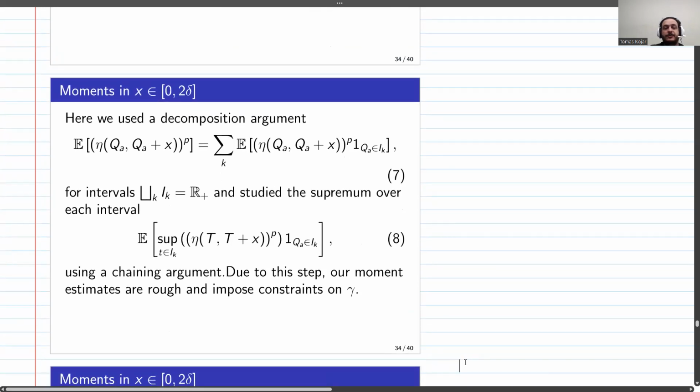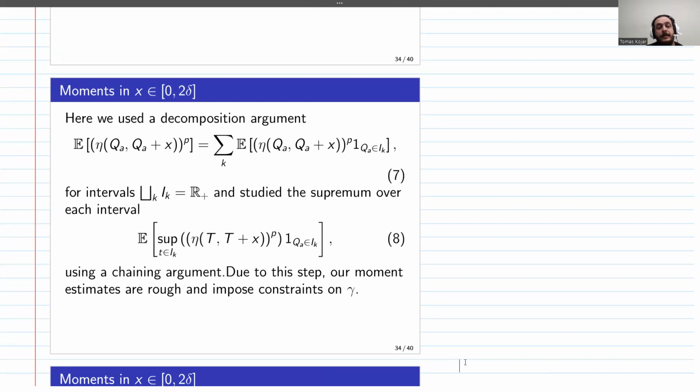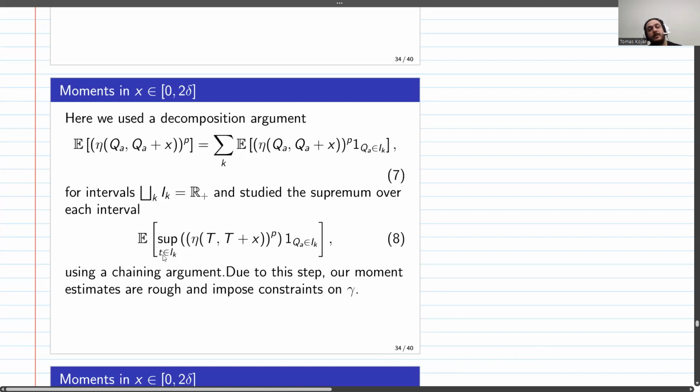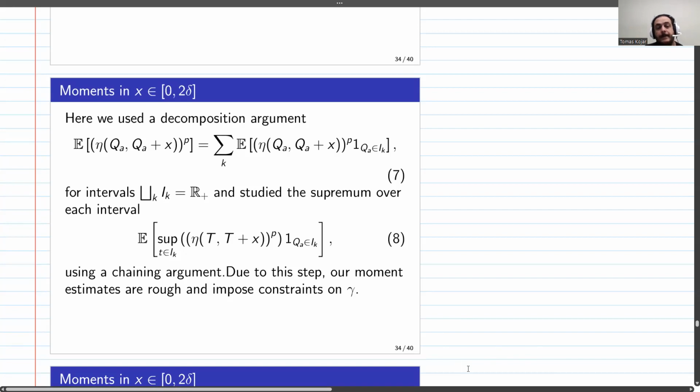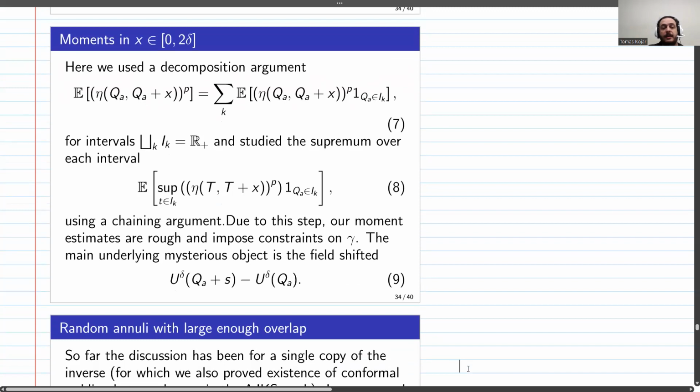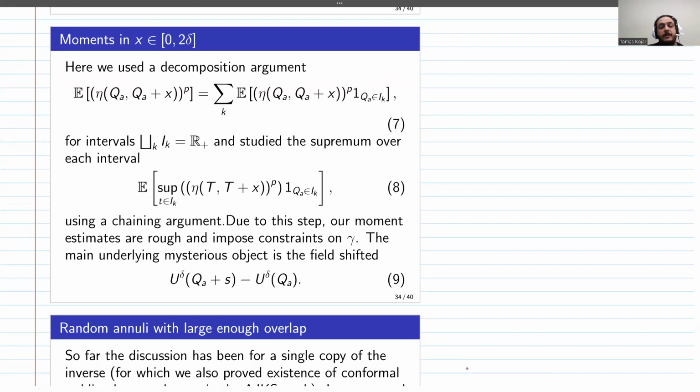But this is one of the major steps that impose a huge constraint on our parameter gamma. So ideally, this is one of the steps that we would like to be replaced by something a lot more exact to avoid this huge constraint on gamma. The constraint on gamma comes because the moment you start taking supremum, you start dealing with worse estimates, union bounds, that kind of thing. So it becomes way worse. The major difficulty here is having to deal with this field, U delta QA plus S minus U delta QA. It's unclear how these fields behave with respect to one another.